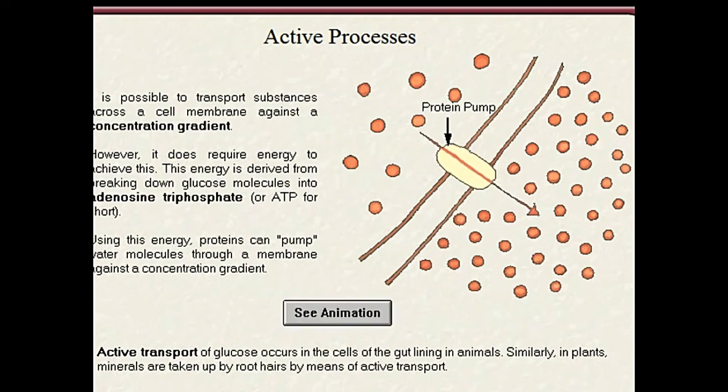Active processes. It is possible to transport substances across a cell membrane against a concentration gradient. It does, however, require energy to achieve this. This energy is derived from breaking down glucose molecules into adenosine triphosphate, or ATP for short. Using this energy, proteins can pump molecules through a membrane against a concentration gradient. Active transport of glucose occurs in the cells of the gut lining in animals. Similarly, in plants, minerals are taken up by root hairs by means of active transport.